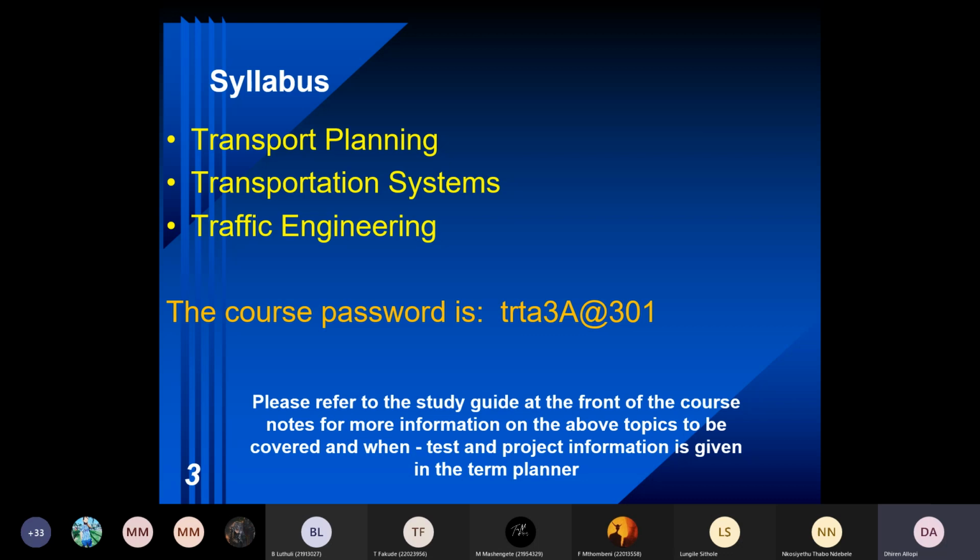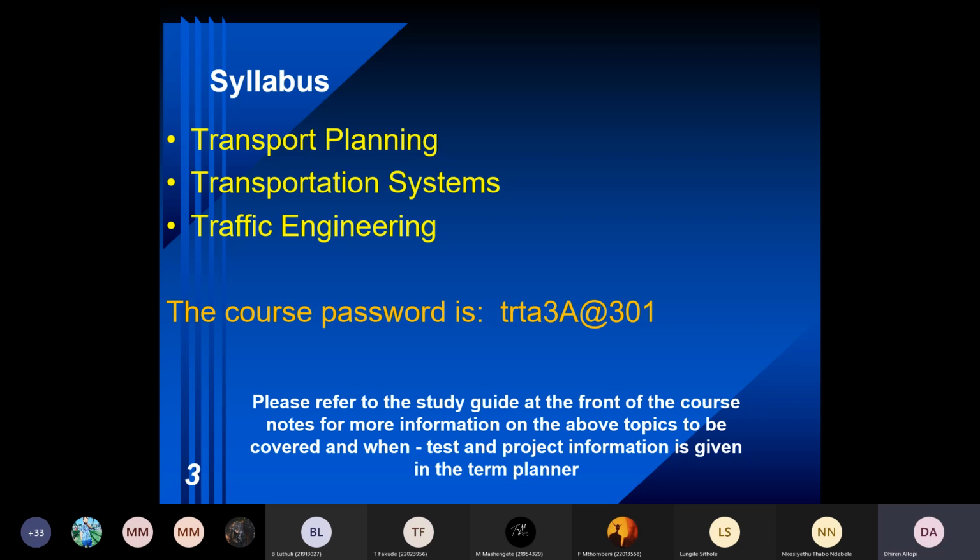If you are officially registered for the course, then you should have direct access to Moodle. And you would have then been loaded onto MS Teams as well.